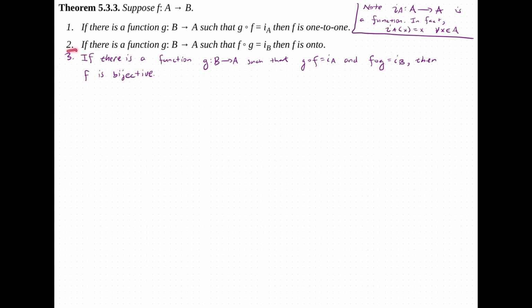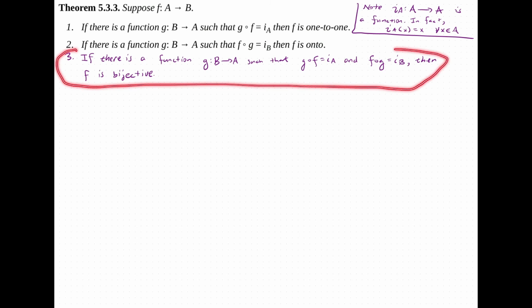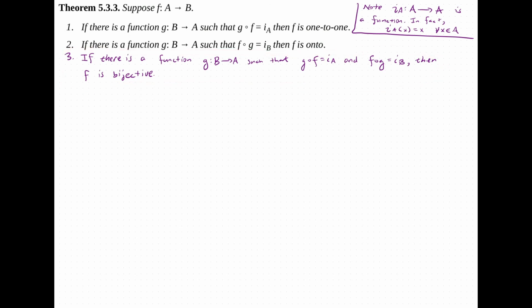But this here is a very important statement for proving that a function is bijective, because it allows you to bypass having to show that it is both 1 to 1 and onto. Rather, if you exhibit the existence of a function g from B to A that has these two properties, this theorem allows you to automatically conclude that f is bijective. So now let us return to the example that we did at the very start of today's lesson.